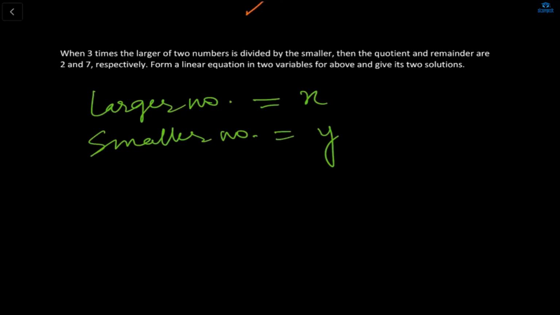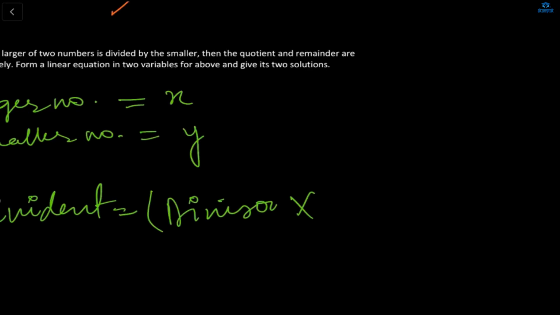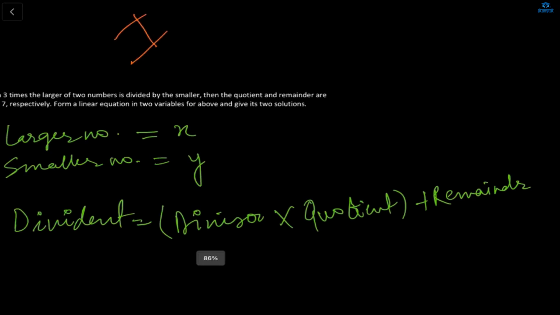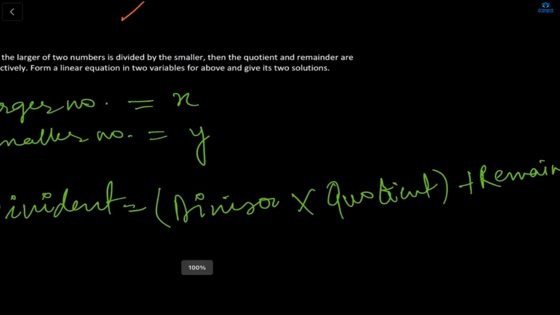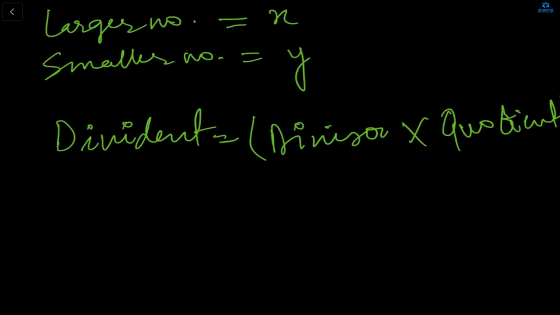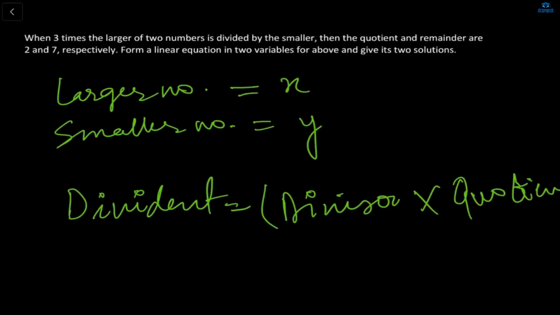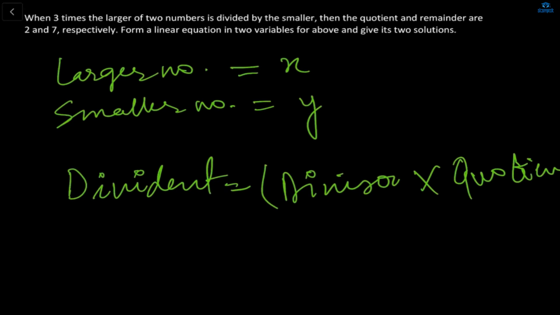Now, can you tell me, when two numbers are divided, what is the equation that is called? Dividend is equal to divisor multiplied by quotient plus remainder. Yes, everybody? Am I right? Yes, ma'am. So since the two numbers are divided, we are going to use this division algorithm. In the first chapter, I think we have gone through the division algorithm. That was in class 10.